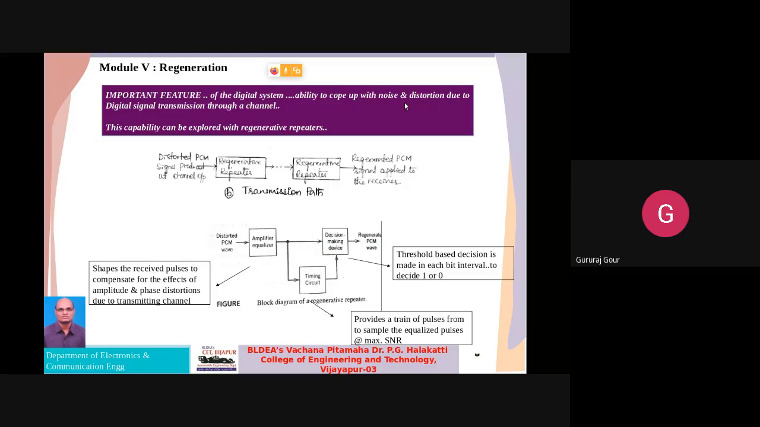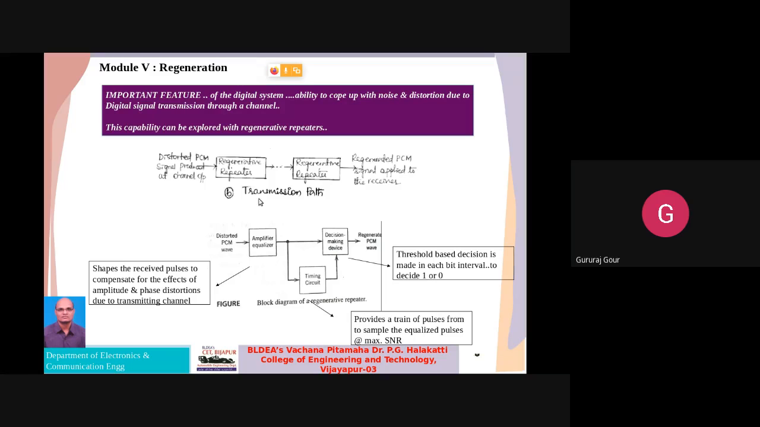We are inviting the noise or distortion because of the properties of the transmission path itself, or maybe due to external conditions. So these regenerative repeaters will cope with such kind of drawbacks, drawbacks of the transmission path. This capability can be well explored with the help of the regenerative repeaters as shown in the figure.